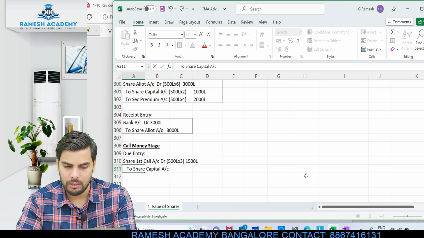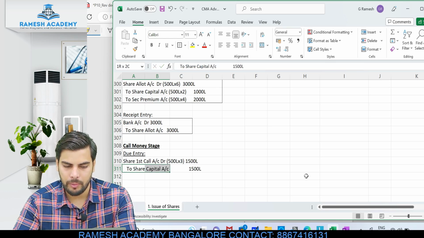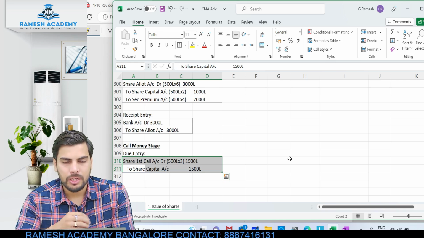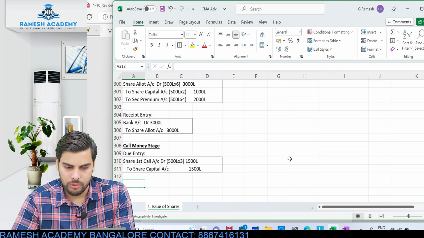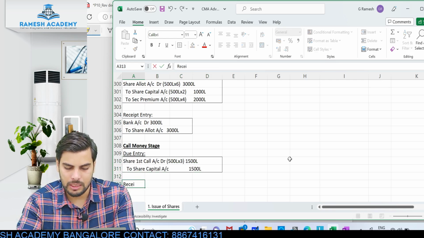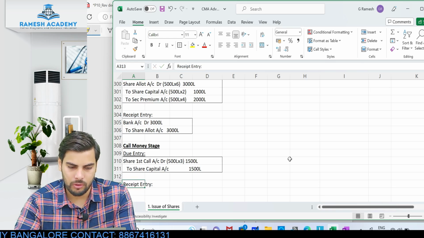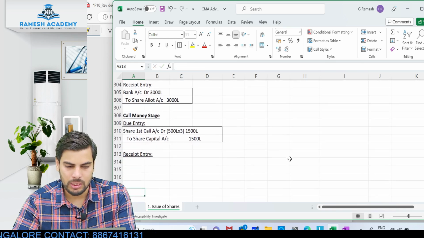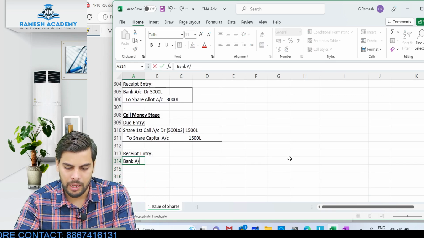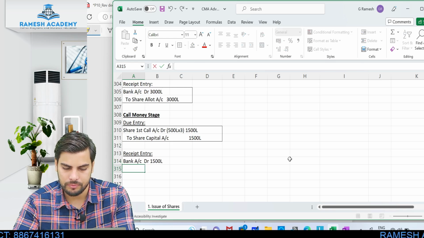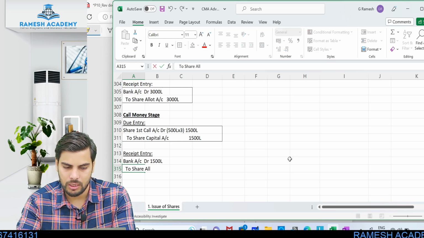To share capital account. Now you need not give effect to securities premium, because securities premium has already been included in the allotment stage and we have already given the accounting treatment for the same. Then the receipt entry, they have clearly mentioned that all the amount whatever was due has been received. So what will be the receipt entry? Bank account debit, the entire 1500 lakh rupees would have been received, to share allotment, sorry, share first call account.